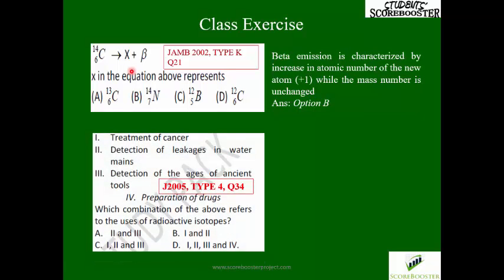Treatment of cancer, detection of leakages in water mains, detection of ages of ancient tools, preparation of drugs. Which combination of the above refers to the use of radioactive isotopes? In what we have discussed, it is only in preparation of drugs that radioactive isotopes don't find application. Option C is the answer: 1, 2, and 3.